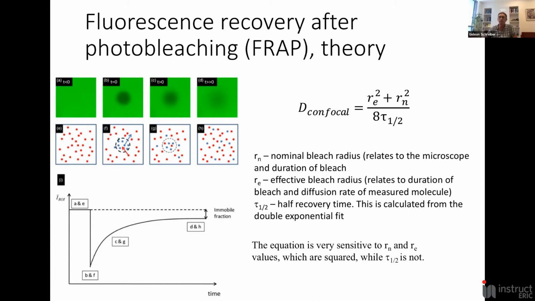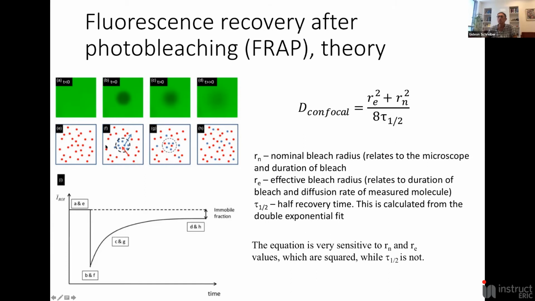The method is based, as you can see here, on bleaching a certain spot. You have a fluorescence, either protein or small molecule, whatever is fluorescent is fine. You do the bleaching here, and once you do the bleaching, you wait and measure the time of recovery over time, and then you will get a recovery curve.